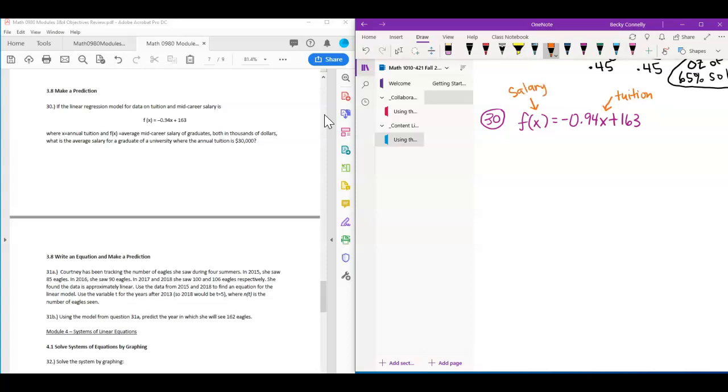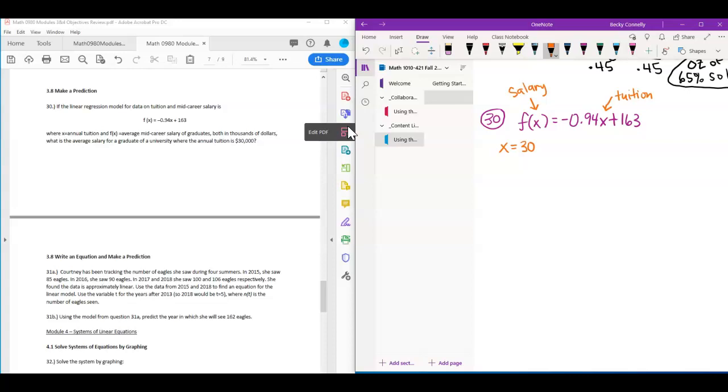Okay, and then it says both of these are in thousands of dollars, and this little part gets overlooked a lot, and people mess up on this type of problem because of those few words right there. We're not sure how to use that maybe sometimes. Okay, so it says, what is the average salary for a graduate of a university where the annual tuition is $30,000? Well, we said our tuition is x, so we're going to put our tuition here in place of x, but it's already written in thousands of dollars, right? And so we really are going to have our x equal 30, not 30,000, right? Because that's just going to throw this off.